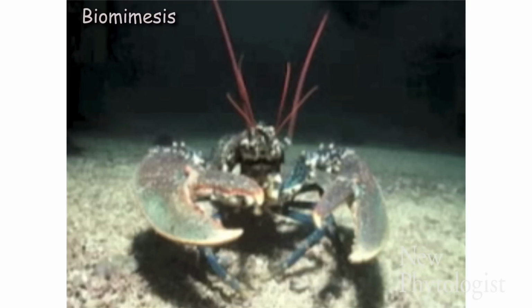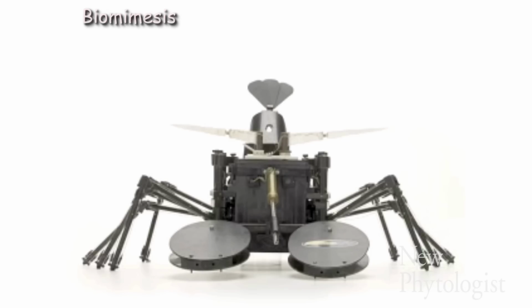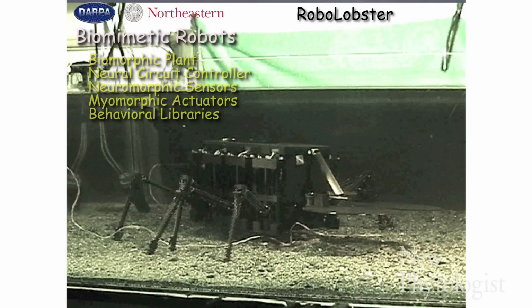Now, what we do in my lab we call biomimesis, and we try to go from animal models to robots. And this is our second lobster robot. And this is really quite unique because it has a biomorphic plant. The claws and tail are hydrodynamic control surfaces. It has a neural circuit-based controller. It has neuromorphic sensors that code in a labeled line code, artificial muscle, and it has a library of behaviors that were reverse engineered from real lobsters.